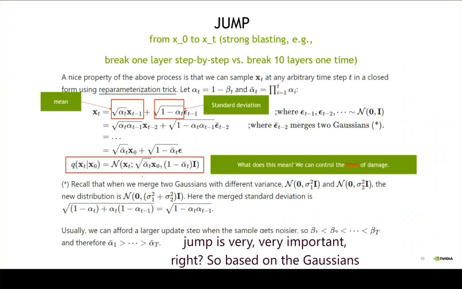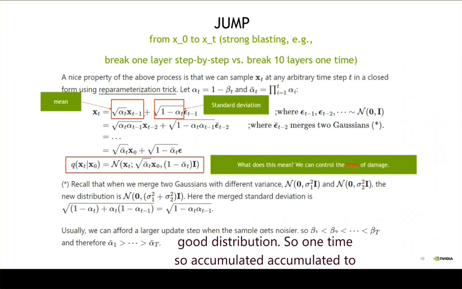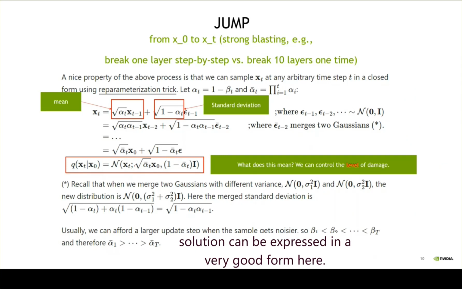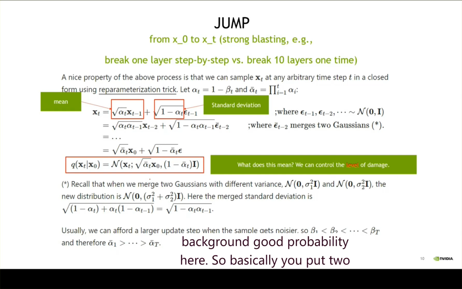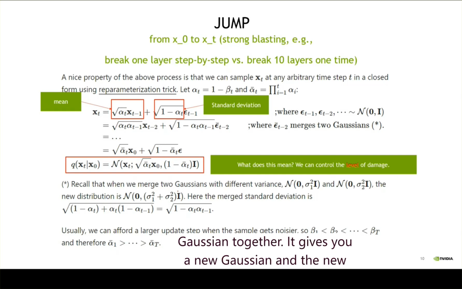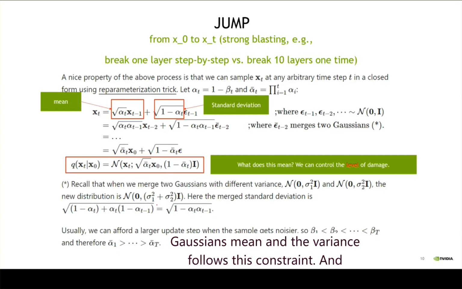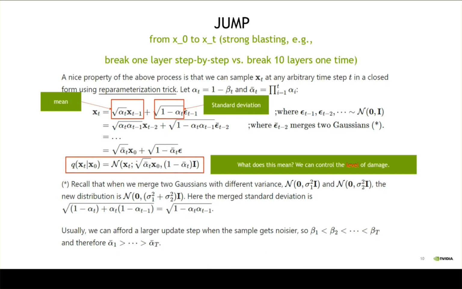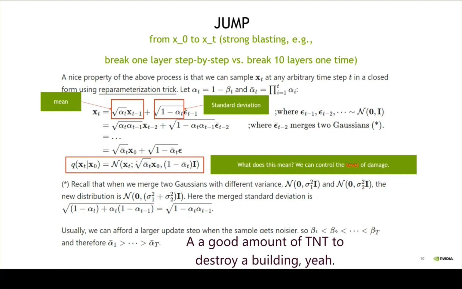Based on the Gaussian distribution, the accumulated distribution can be expressed in a very good form here. I will skip the technical details, but there is a background probability fact here. Basically, if you put two Gaussians together, it gives you a new Gaussian, and the new Gaussian's mean and variance follow this constraint. Through this way, we can go step by step. Finally, it gives us a good amount of TNT to destroy a building.